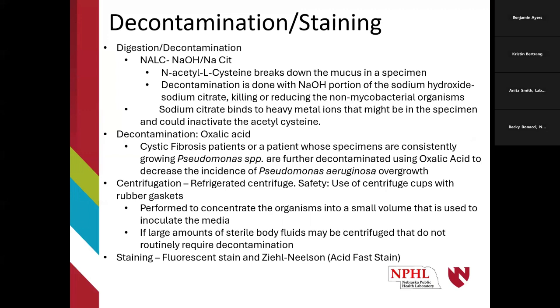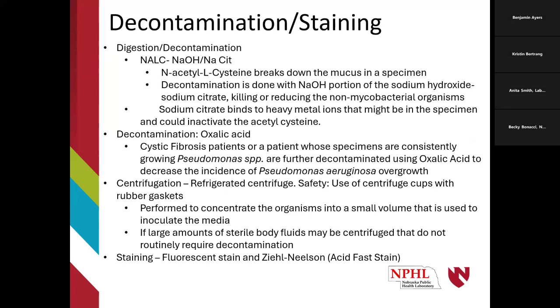The next step is centrifugation. We use a refrigerated centrifuge. One of the things that's very important when you are processing, for safety reasons, is to use centrifuge cups with rubber gaskets. Since we don't know if TB is there, when you are spinning that down you have a pellet, you're concentrating, and it's always good to use safe laboratory practices. So centrifugation is going to concentrate the organisms, and sometimes we will centrifuge if we have large amounts of body fluids just to concentrate those.